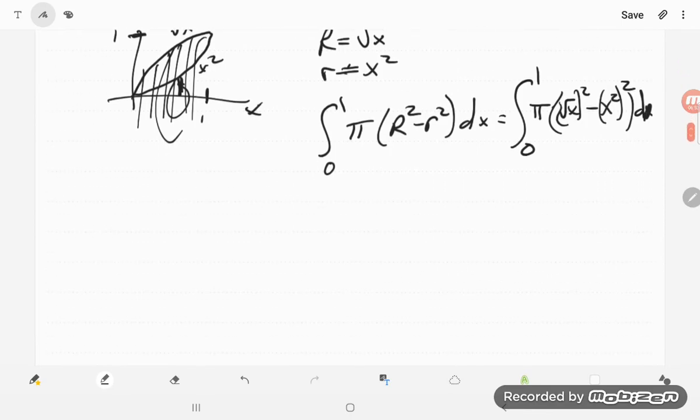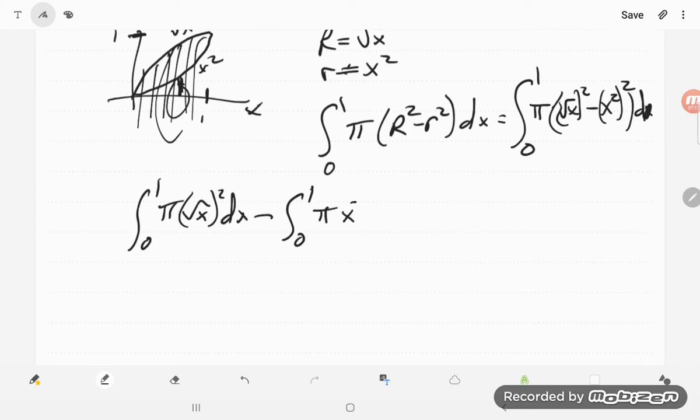Or, I could do it as the outside one. Okay, so that's the integral from 0 to 1 of pi square root of x squared dx minus the inside one, the integral from 0 to 1 of pi x squared squared dx. And, well, it's the same thing because I can always split up that integral into two integrals at that minus sign. And so either way, we get that same solution.